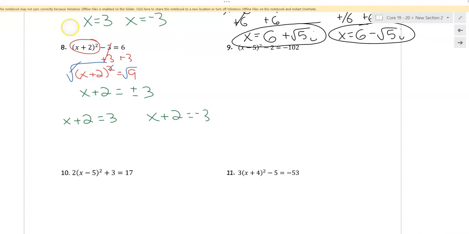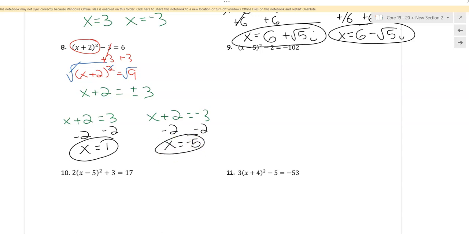And then from here I'm solving for x. So I'm going to subtract 2, and I'm going to subtract 2. Again, here there's no i, so I can't actually combine those because it's positive.